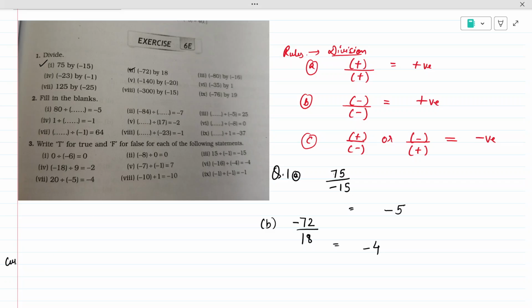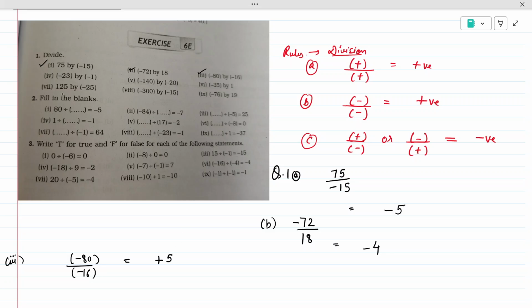Third part also I am picking. We have minus 80 divided by minus 16. Okay, so what we will do here, minus divided with minus. Minus divided with minus will give us plus. We have seen here. So the answer will be plus 5, because if we divide 80 with 16, we will get 5. Minus and minus. Minus divided by minus will give us plus. So this is for the third question.